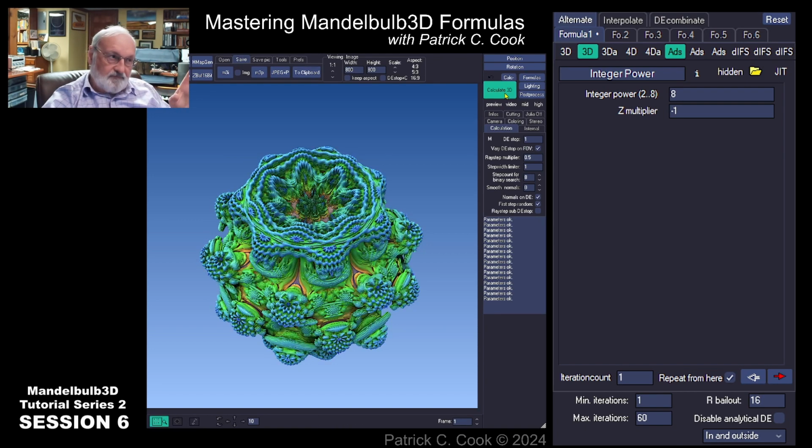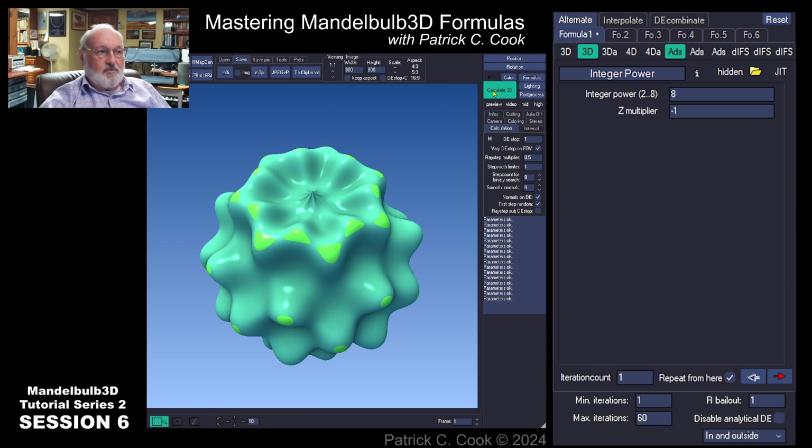Calculate. All right, you see how the blues are lighter, the greens are lighter, because of the number of times that the object will iterate and create these points. These points have an effect on the color of the object. Now let me get down here and let's put an R bailout of 1 in here. Let's see what happens.